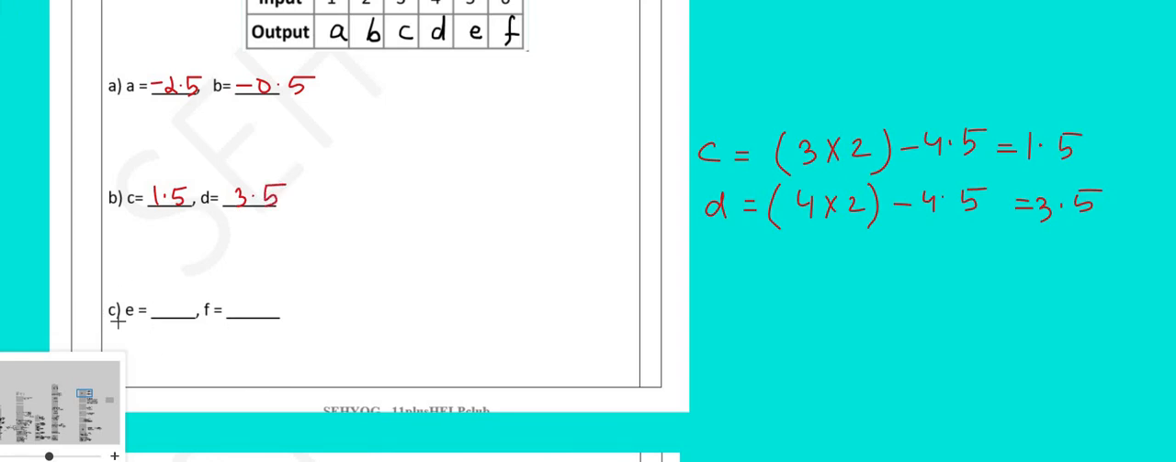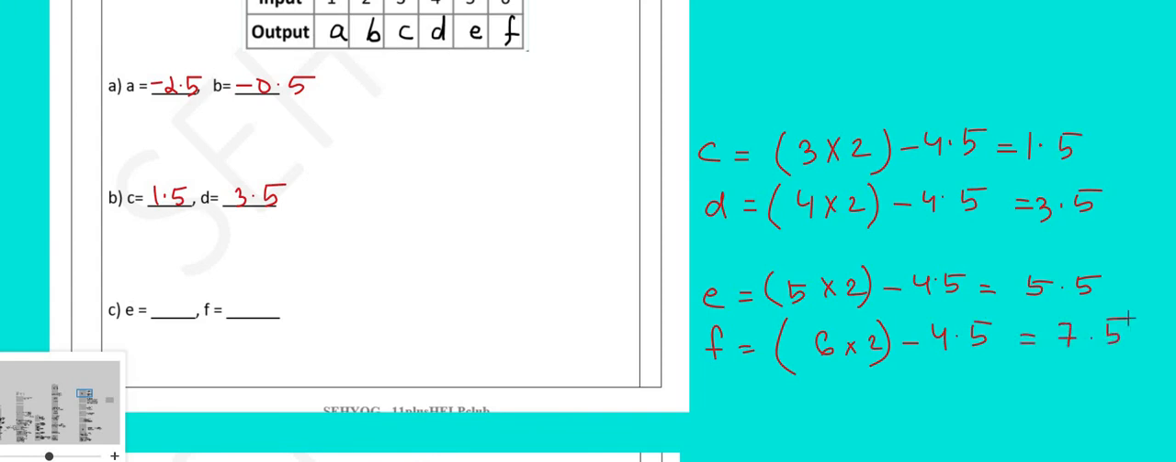Now looking at our last one, that is C. Here E is equal to 5 into 2 minus 4.5, which is equal to 5.5, and F is equal to 6 multiplied by 2 minus 4.5, which is equal to 7.5. So now writing down the values for C right here, which is 5.5 and 7.5. So these are the values for the respective subparts under the sum 1 right here.